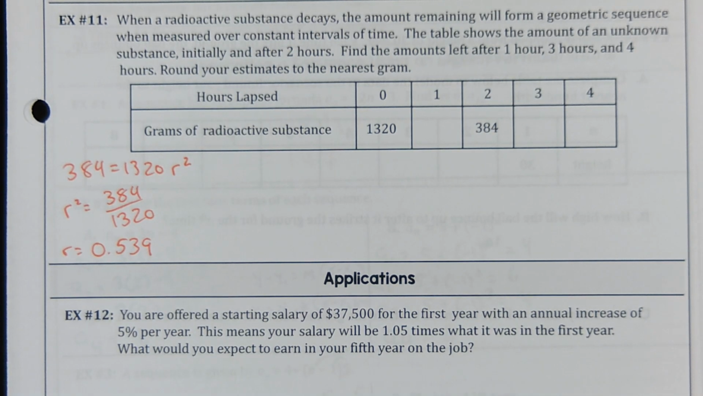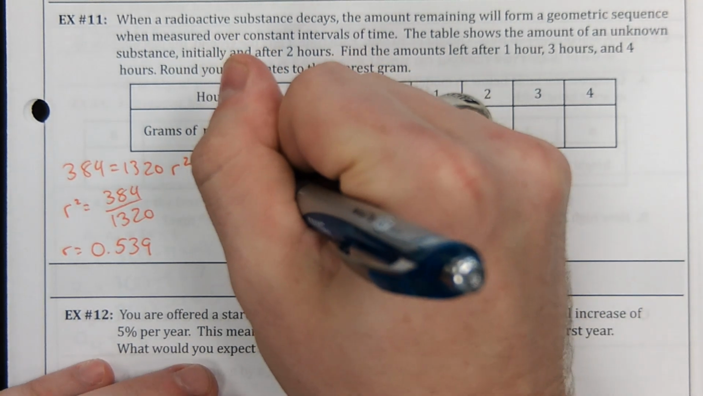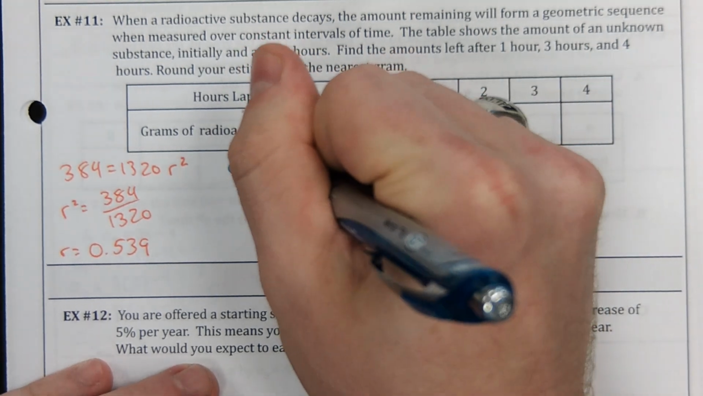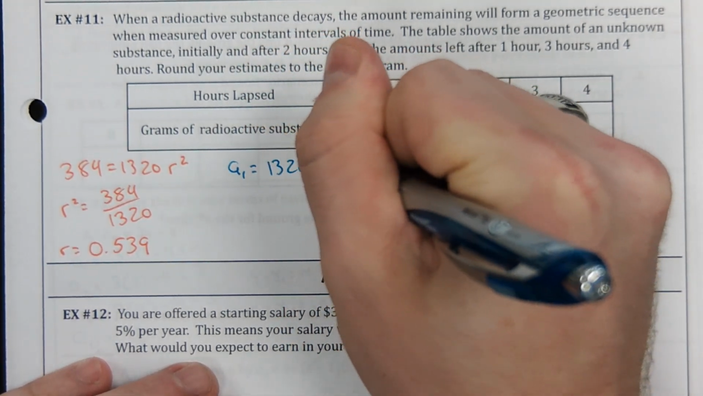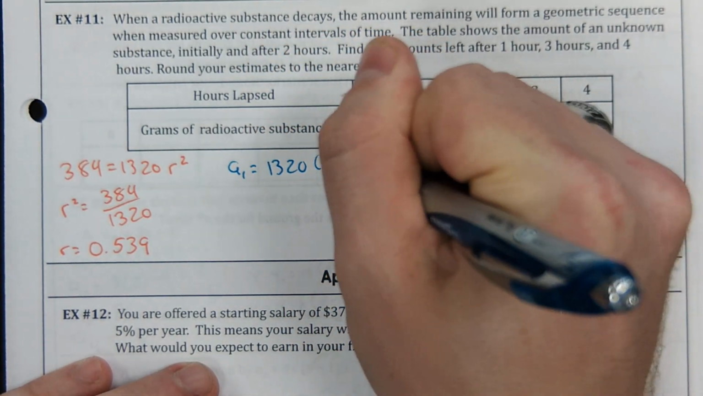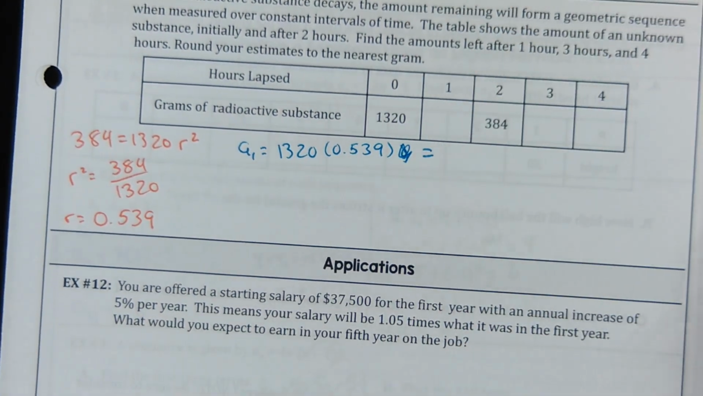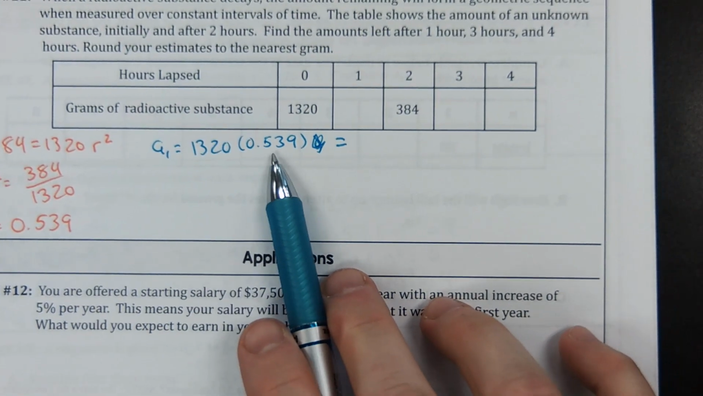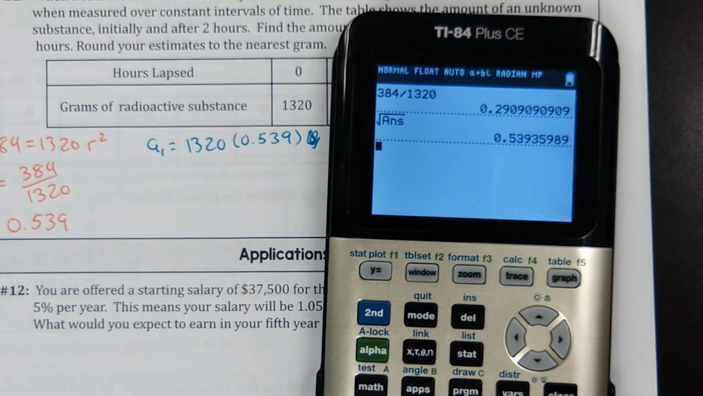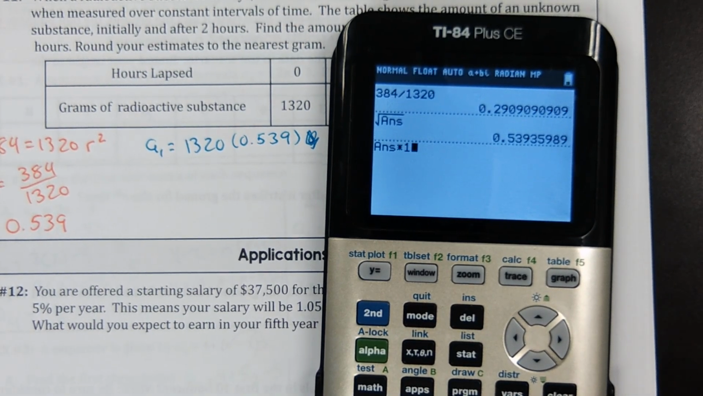Let's track down A1. Yeah, well, that's supposed to be an equal sign. My calculator already has that number in it for me. I didn't clear it. So all I have to do is hit times 1320 and hit equals. There's the answer for that one.